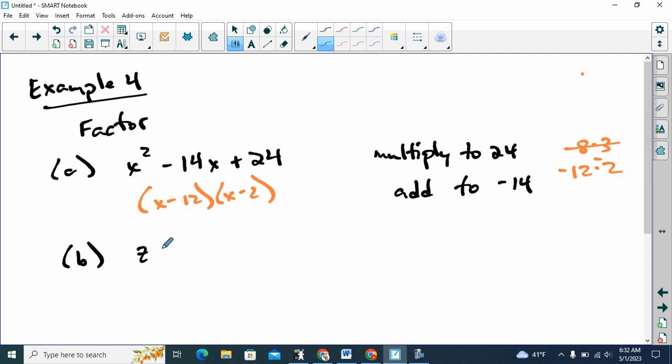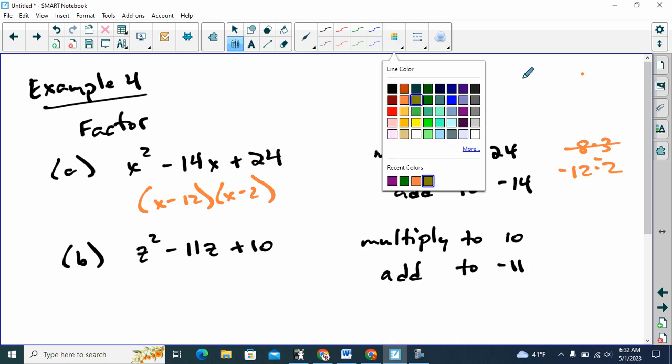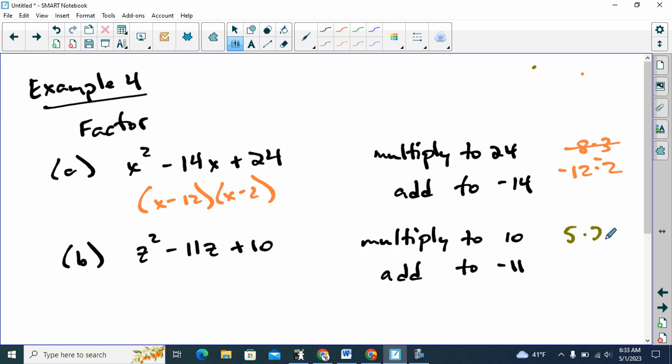Part B, we'll make this one the last one. Let's go z squared minus 11z plus 10. Here we need to multiply to 10, and we need to add to negative 11. Multiply to 10. The first thing we would think of is 5 times 2. 5 plus 2 is 7. 5 minus 2 is 3, not 11.